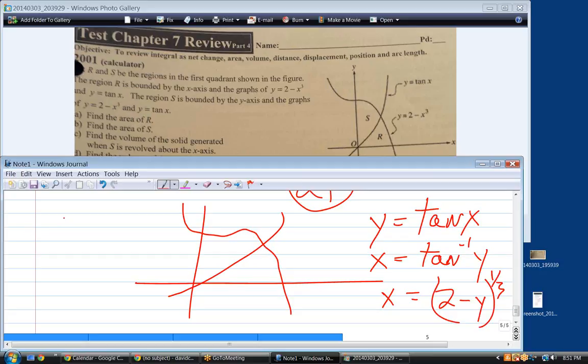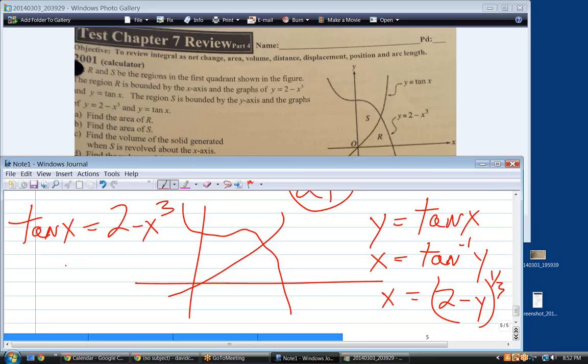Okay, so now I can also set them equal to one another first to find that intersection point. In other words, where is tan x equal to 2 minus x cubed? You can use your calculator to find it. It's quite the decimal. Okay, as long as you know how to get it.